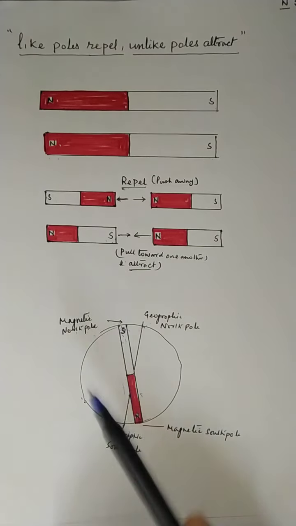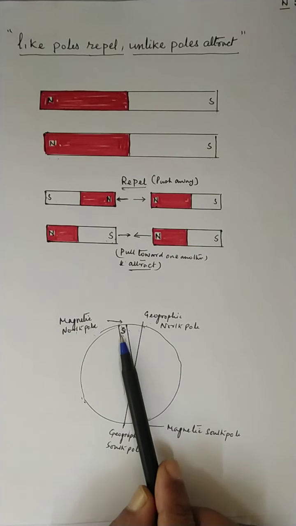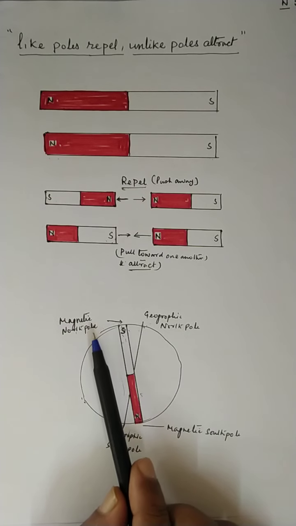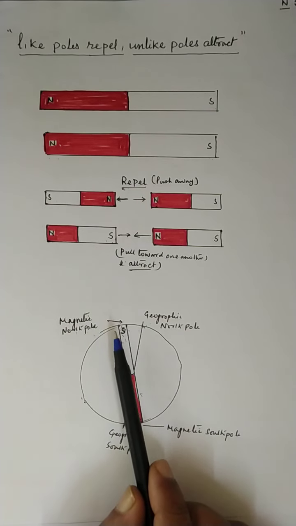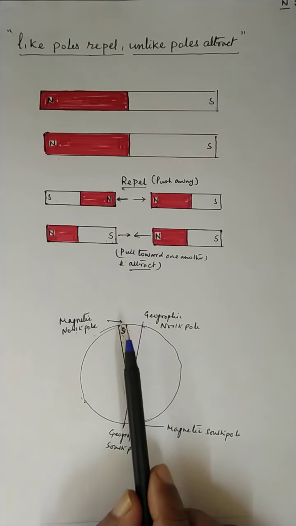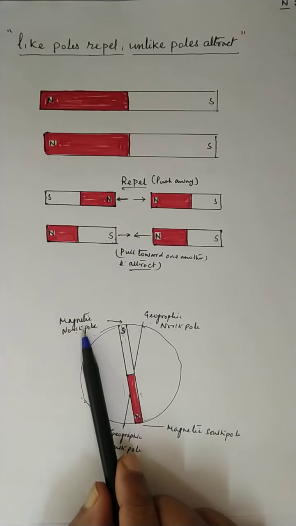Actually, the needle's north pole points to the south pole of the magnet Earth, the magnet inside the Earth. But it is called magnetic north pole just to avoid the confusion, because it is close to the geographic north pole. So it would be confusing to call it magnetic south pole. So just to avoid that confusion, we call it magnetic north pole.